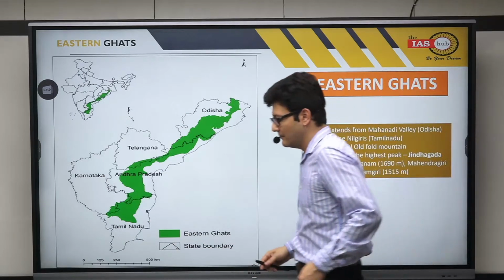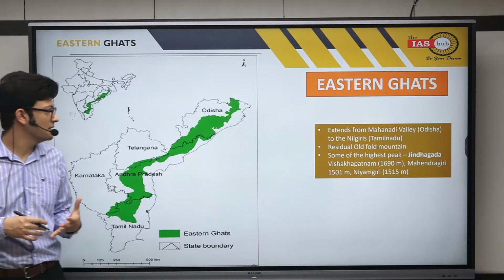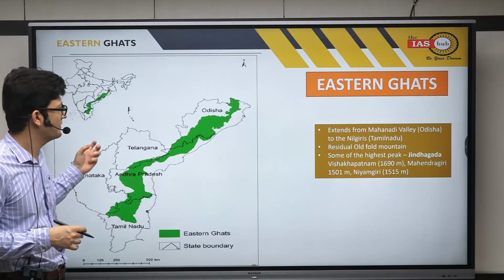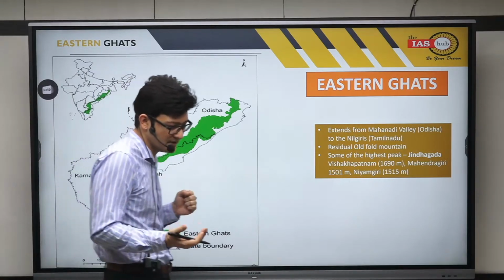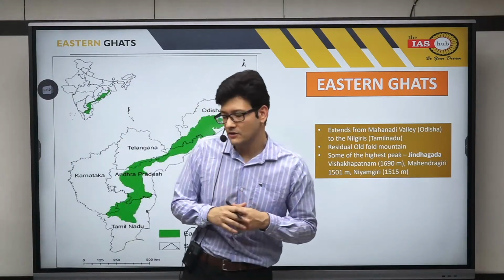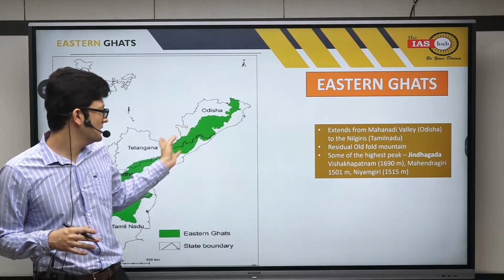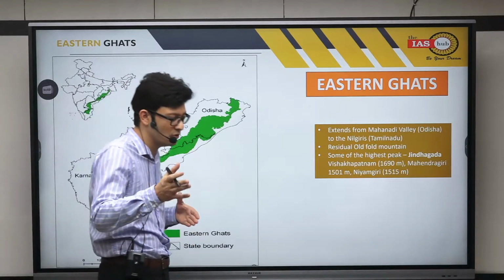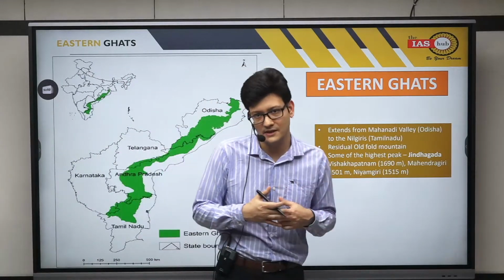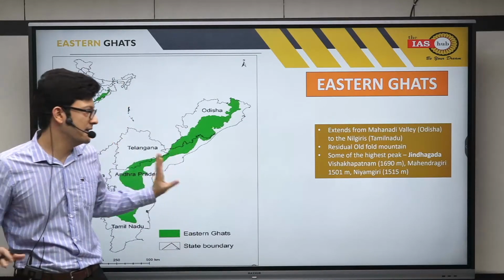Now, Western Ghats we have divided into three parts. There are certain divisions which we'll have to see in the Eastern Ghats also. The extension of the Eastern Ghats, if you see from the Mahanadi Delta, which you'll find in the Odisha region, from the Mahanadi Delta towards the Nilgiris in the south, you'll find the Eastern Ghats. There is no extension downwards like the way we have seen in the Western Ghats. The Eastern Ghats extends up till Nilgiris only.